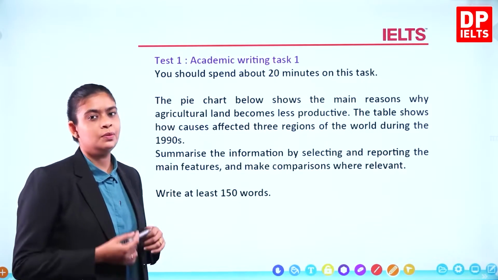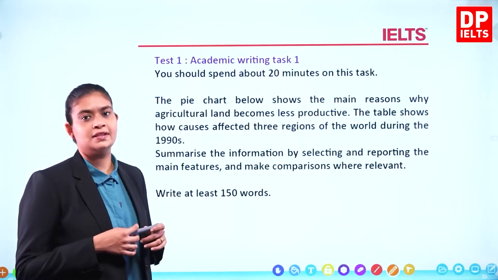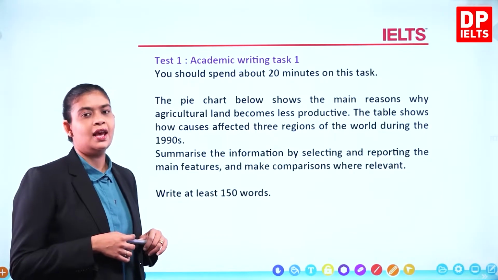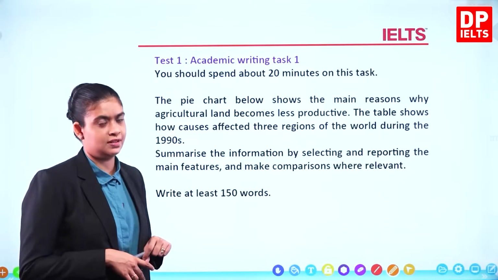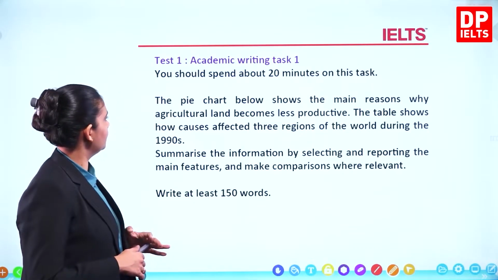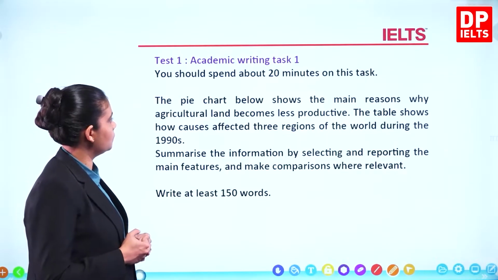Now, as I told you in Book 7, the first 4 tests are for academic students, and Test A and B, which are the last 2 tests, are for the general students. So, the first test, Task 1.